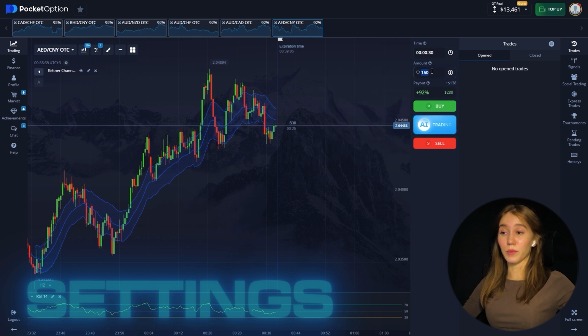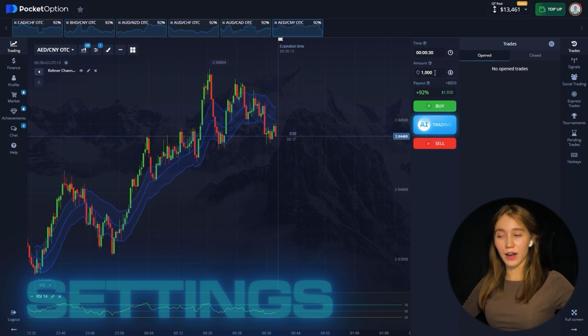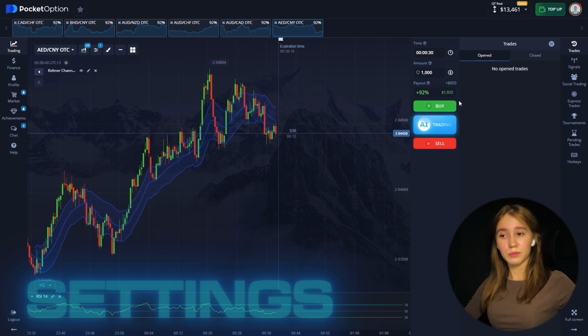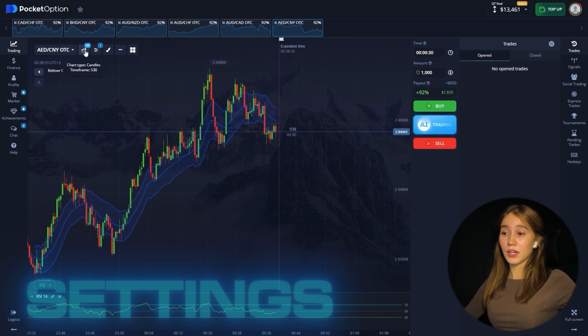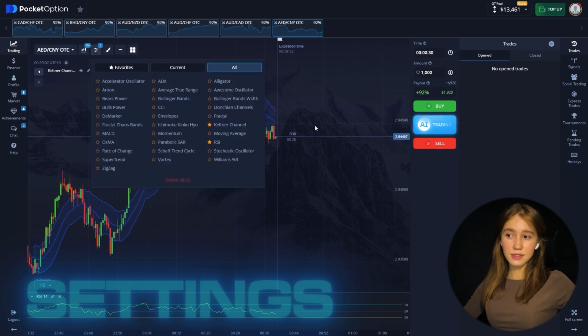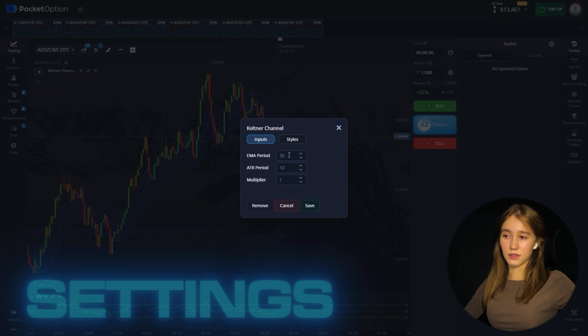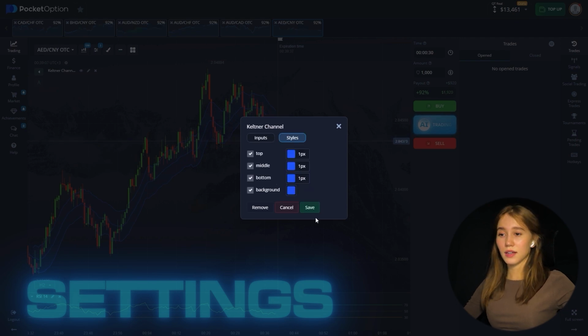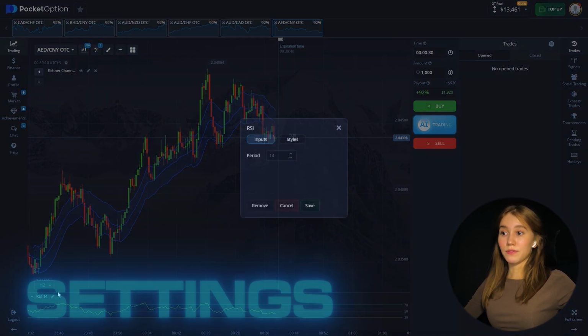Our balance is $13,461. For the amount of the deal, let's set $1,000. Usually we trade for around 100, but today we have $1,000. So we'll trade on Concepts. We have 6 of them, and the time frame on our chart is 30 seconds. The deal time is 30 seconds, and it will be fast today.